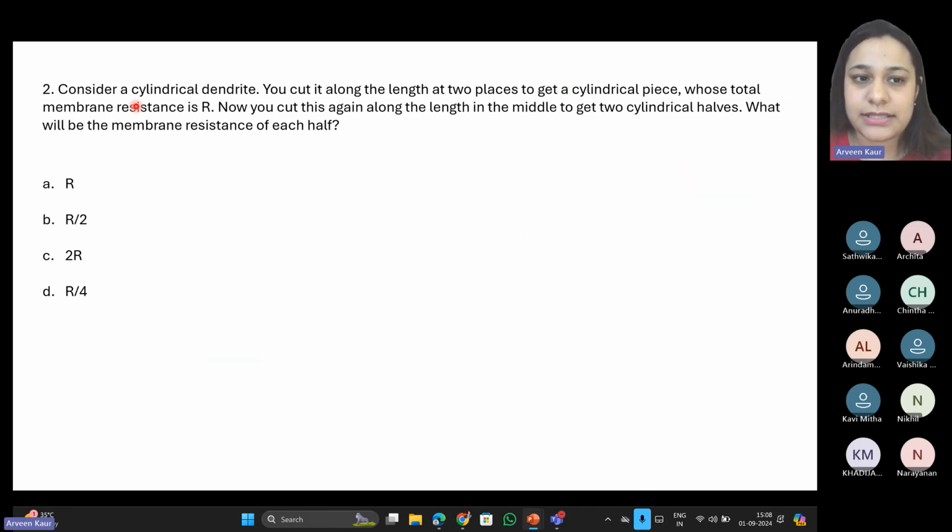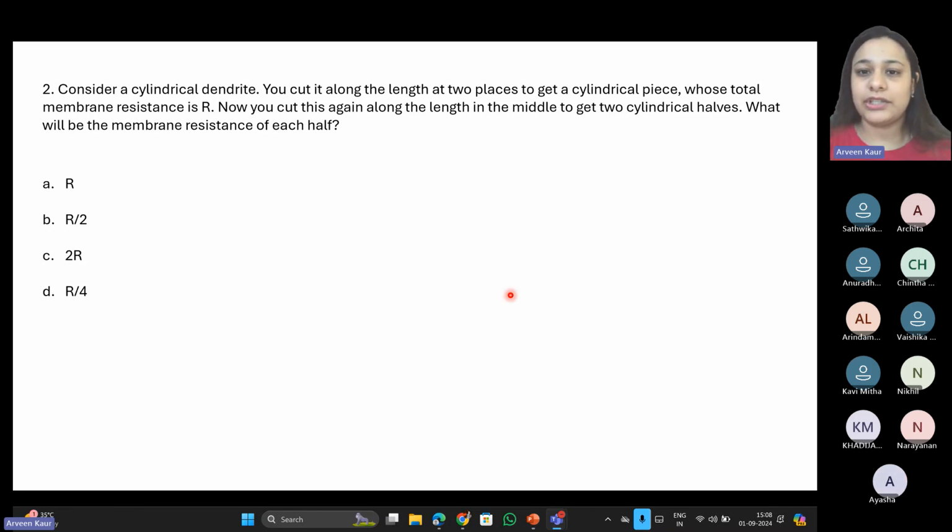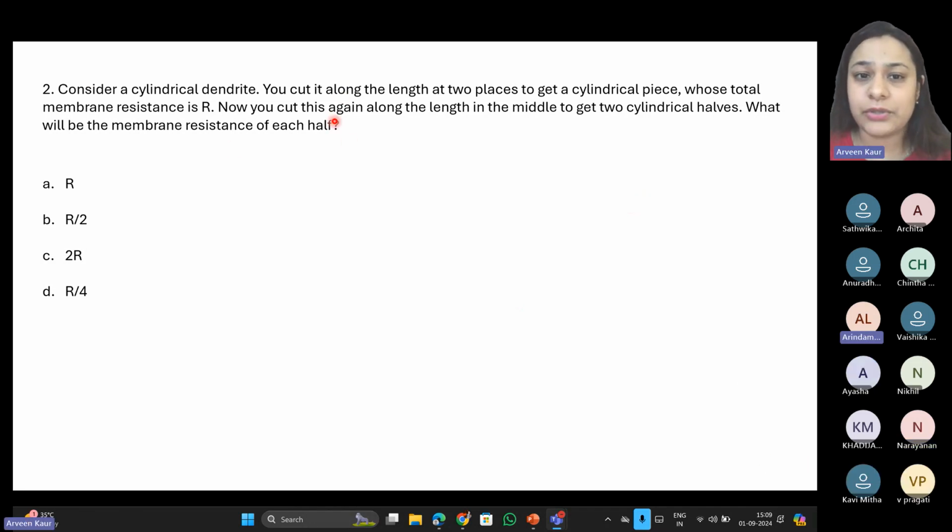Question number 2 says, consider a cylindrical dendrite. You cut it along the length at 2 places to get a cylindrical piece whose total membrane resistance is R. Now you cut this again along the length in the middle to get 2 cylindrical halves. What will be the membrane resistance of each half?